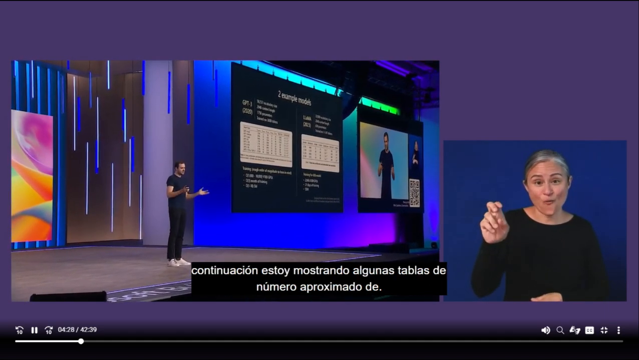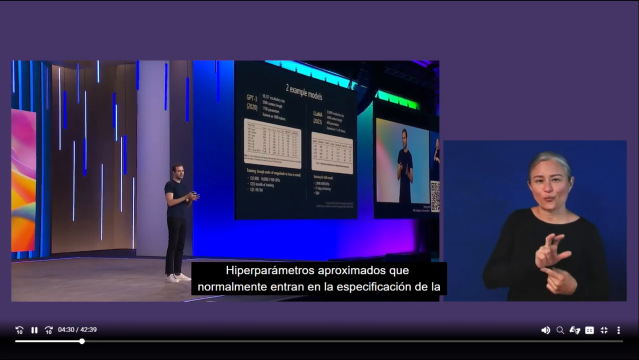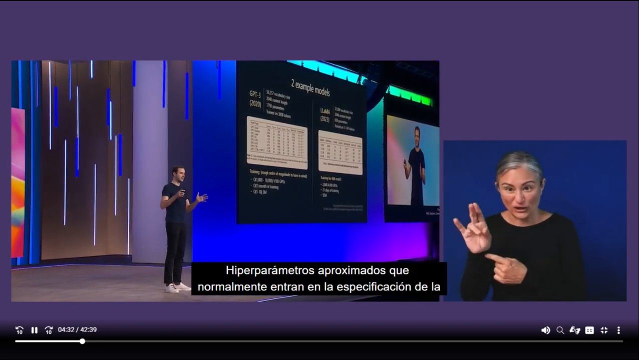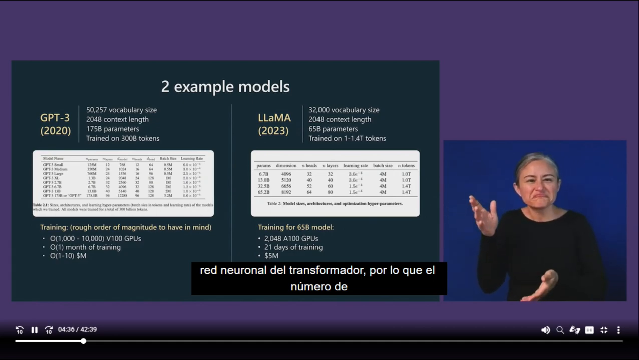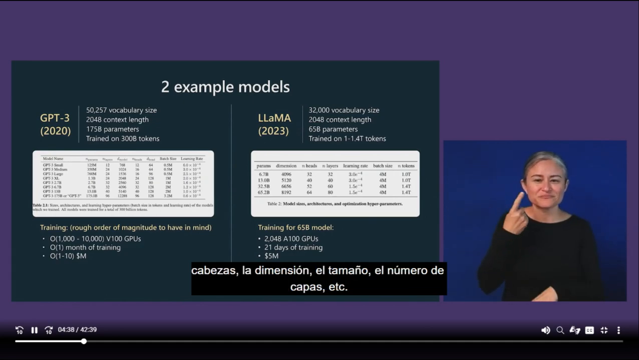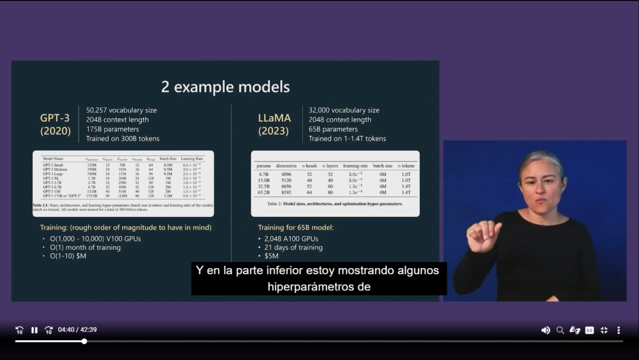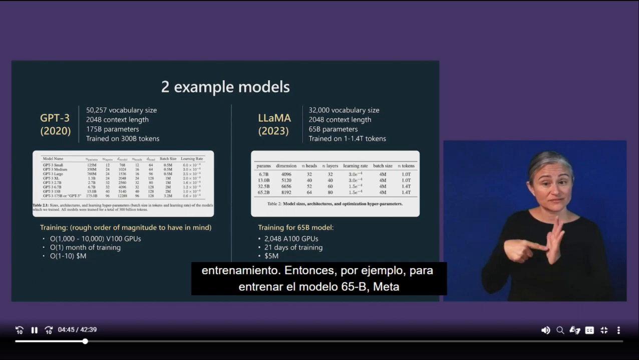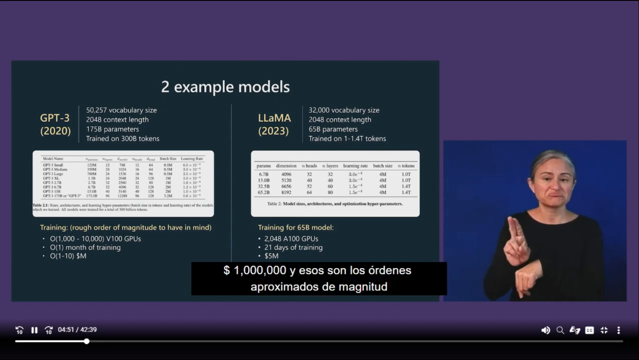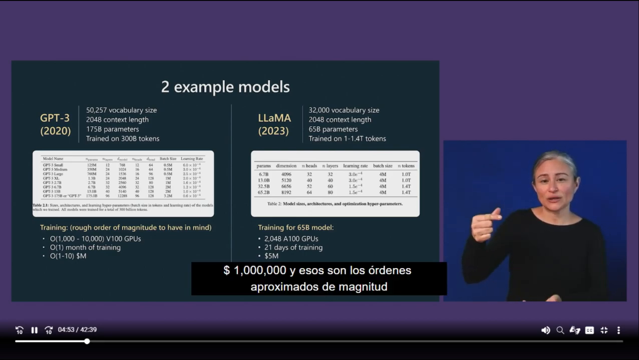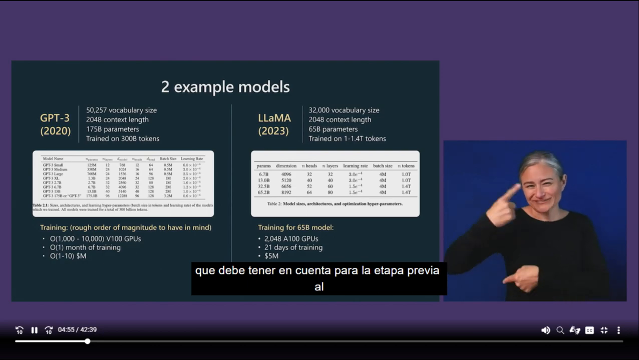Below, I'm showing some tables of rough hyperparameters that typically go into specifying the transformer neural network. So the number of heads, the dimension size, number of layers, and so on. And on the bottom, I'm showing some training hyperparameters. So for example, to train the 65B model, Meta used 2,000 GPUs, roughly 21 days of training, and roughly several $1 million. And so that's the rough orders of magnitude that you should have in mind for the pre-training stage.